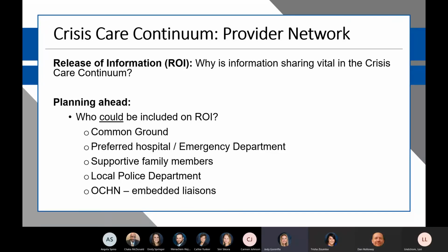So our next presenter is going to talk a little bit more about the release of information when it comes to diversion. He'll discuss that further, and he'll discuss the care coordination process on that end. So at this time, I'm just going to go ahead and hand it over to him. His name is Dan Holloway, and he is our jail diversion coordinator.